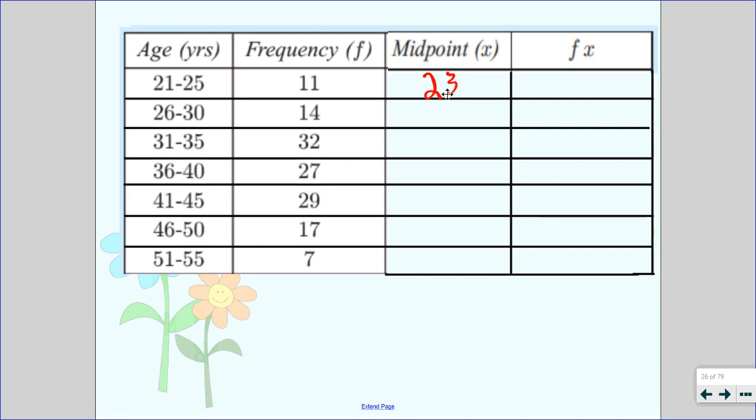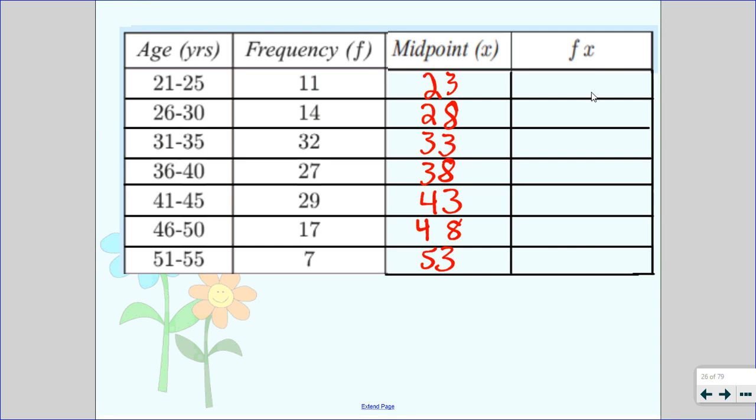So the midpoint of the age range 21 to 25 is going to be 23. The midpoint between 26 and 30, the number that's halfway between 26 and 30, is 28. And the midpoint between 31 and 35, the number that's halfway in between those numbers, is 33, etc. So I'm just going to go ahead and fill in the midpoints for these other ranges of ages.